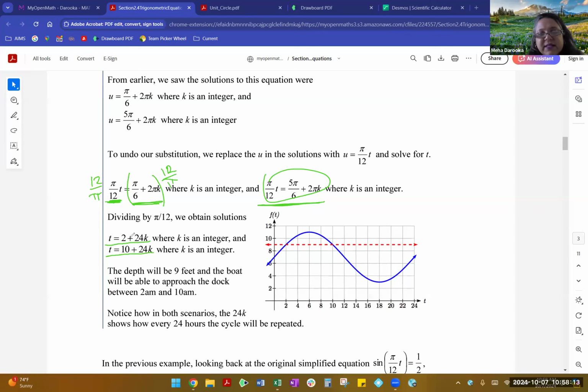So that is actually telling you, and that 24 obviously is going to represent the 24-hour time cycle, right? And remember, t happens after midnight. So we're basically saying anytime between 2 a.m. and 10 a.m., the dock will be at a depth of 9 feet and it will be safe for the boat to come in to the dock. So that's how that translates from the depth to the time when you are going to have that depth of 9 feet.